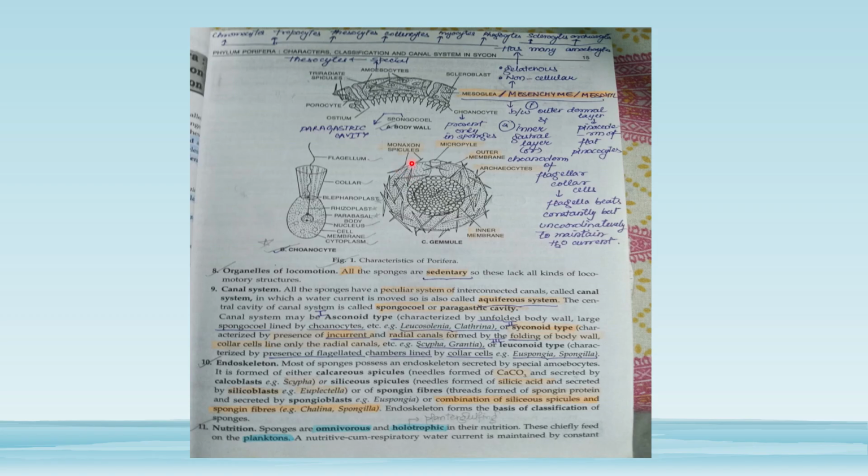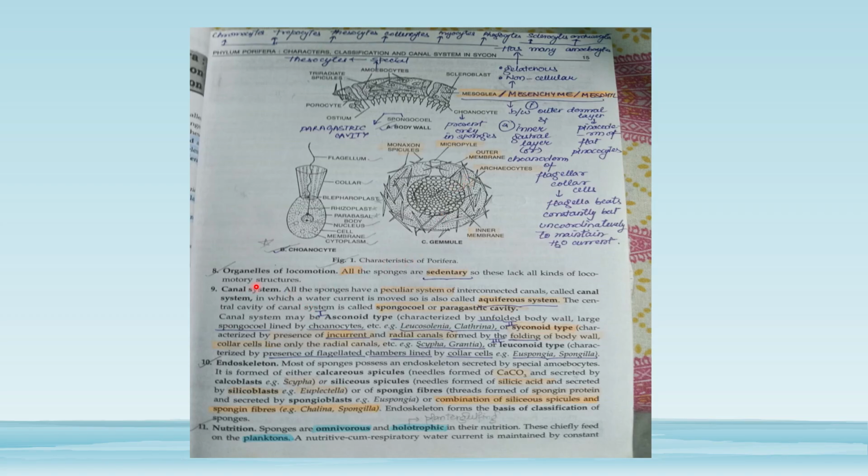Mono means single, monaxon spicules means single thorn-like. Like in this one the tri-radiate was radiating in three directions, but in this one it radiates in a single direction, in one direction only. Okay, and next is the inner membrane. So remember this, this is the inner membrane and this is the outer membrane. It's a very simple thing.